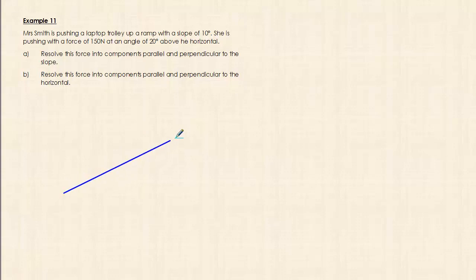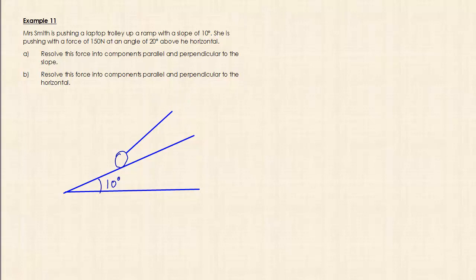A diagram will help. Let's suppose that this is the slope and this is the horizontal. Then we know that this is 10 degrees. If this is Mrs. Smith, we know that she's pushing in this sort of direction, so that this is 10 degrees. If she's 20 degrees to the horizontal, she's 10 degrees to the slope. And this is 150 newtons. So if we resolve this parallel to and perpendicular to the slope, we're just using trigonometry in this triangle here.